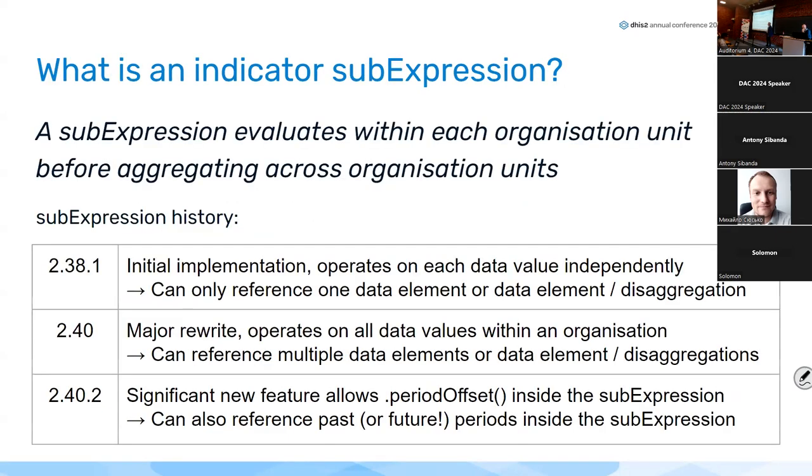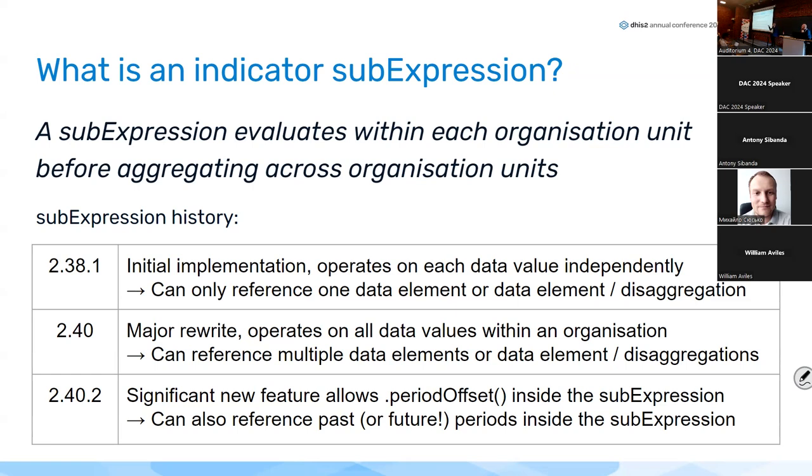So a sub-expression, what is it? A sub-expression is a function that you can put inside an indicator expression, and whatever's in the contents of that sub-expression is evaluated independently for each org unit. Most of the time when you write an indicator expression, you say, give me a count of something or a sum of something, and I'm reporting per district or per country. It aggregates all of that up to the country or the district for that period. What the sub-expression does is say, take this logic and just evaluate that logic within an org unit.